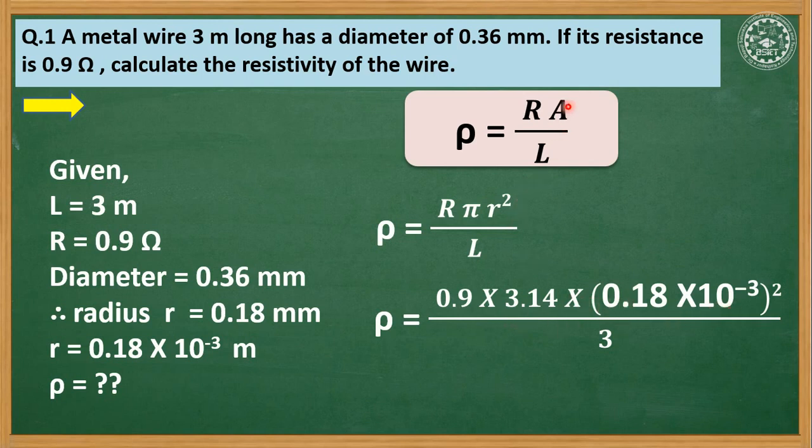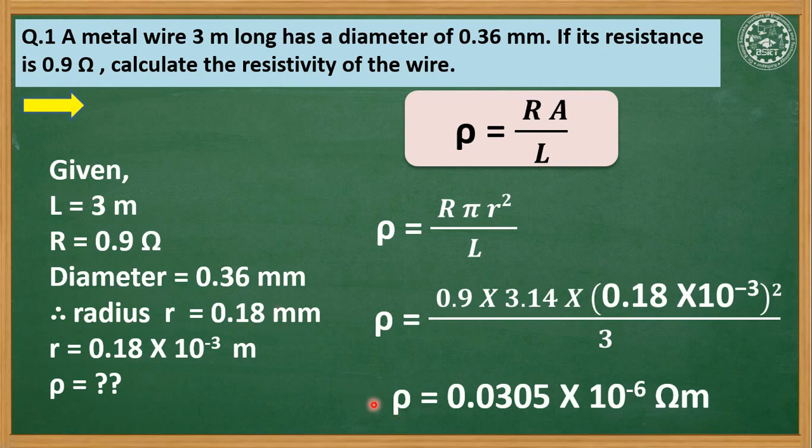Cross sectional area A is not given in an example, but we can calculate this cross sectional area with the formula pi r square. So we have put the values in the formula and the value of specific resistance comes out 0.0305 into 10 raised to minus 6, and the SI unit of specific resistance is ohm meter.